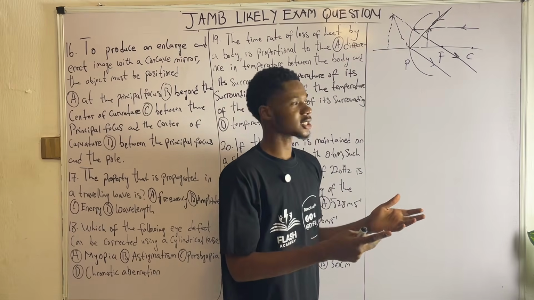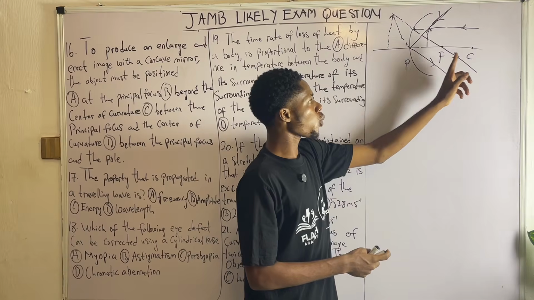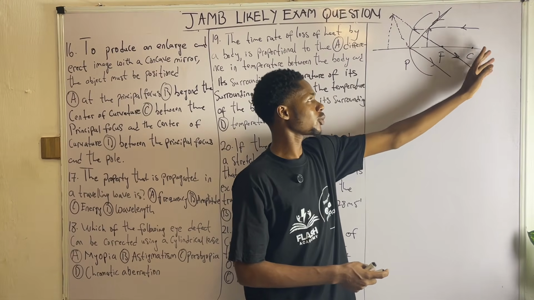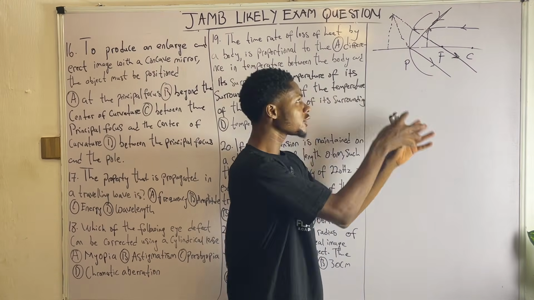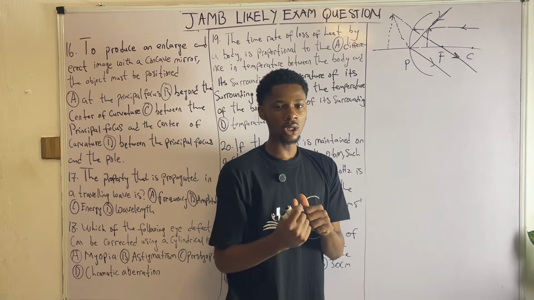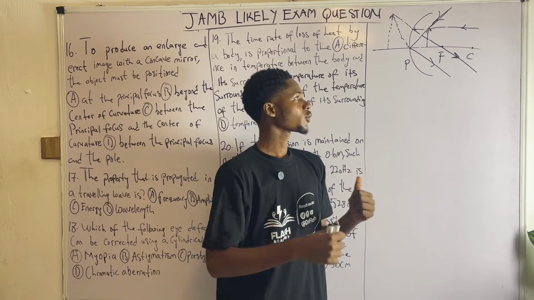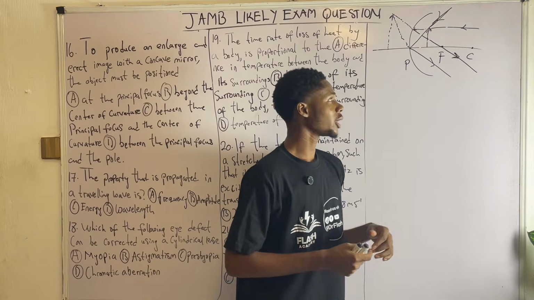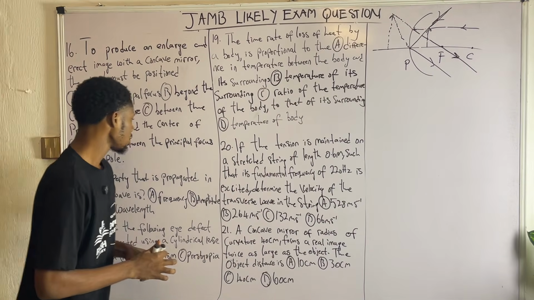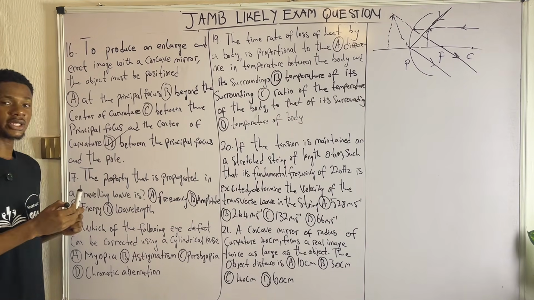There are other properties when placed at F, when placed at the pole, when placed at C, when placed between F and C, when placed beyond C. All of these things you can learn from my other video. After this video, like I said, on optics, go to my page and check out the videos to learn more. Now that is for that. So option D is the correct answer.